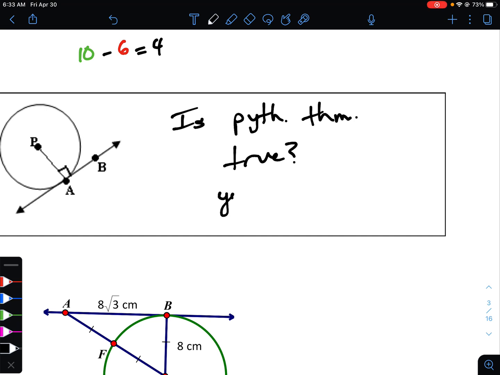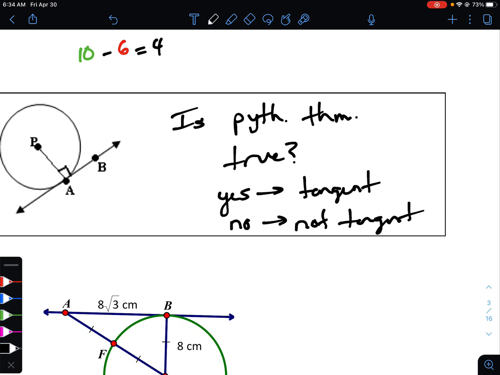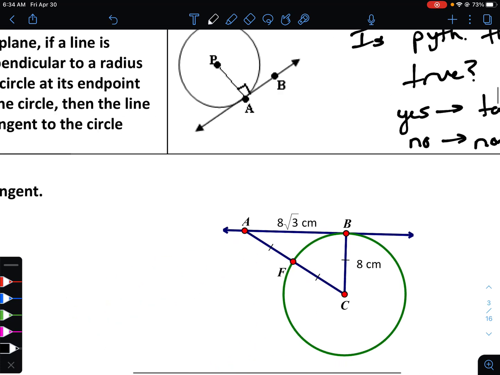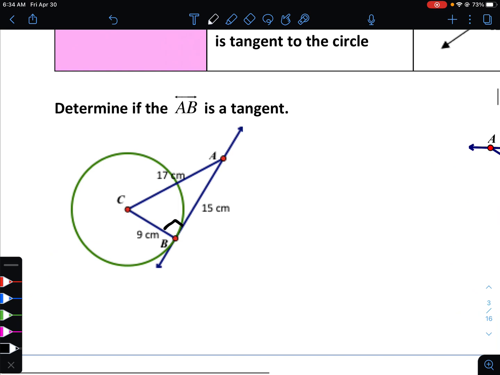If the answer is yes, that means that it is a tangent line. If the answer is no, then it's not going to be a tangent. Okay, so let's look at it for this example first. So in this particular example, our hypotenuse is going to be the 17, since that's across from our right angle. Again, it doesn't matter what we pick to be A and B.